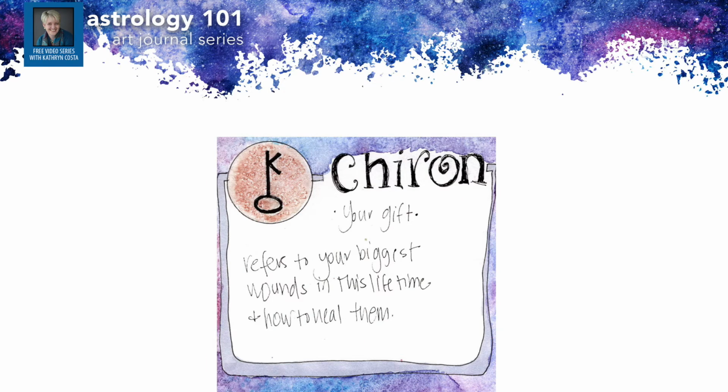And the last symbol that I included in the celestial body stencil is the symbol for Chiron. Chiron refers to your gift. It's your biggest challenge, the biggest wounds that you've had in this lifetime, and how to heal them. Once you have done the work of healing this karmic wound, you then become the wounded healer. And it is often an indication of where your work lies. It's based on what you've learned, and now you turn around and, with the wisdom you've gained, bring that to the world.